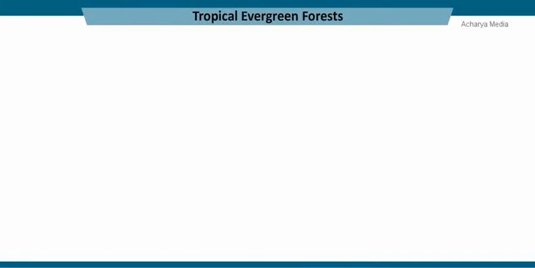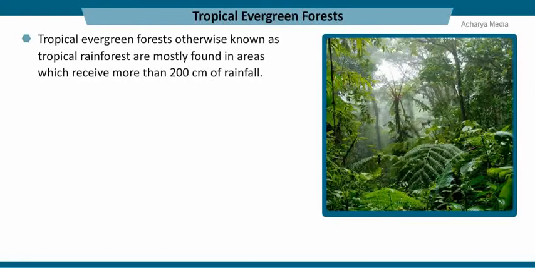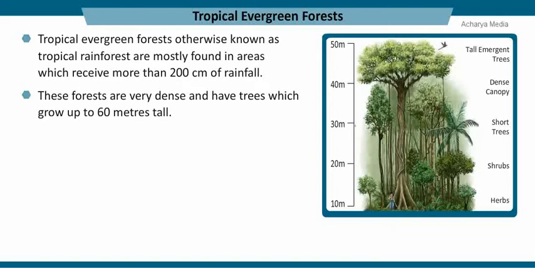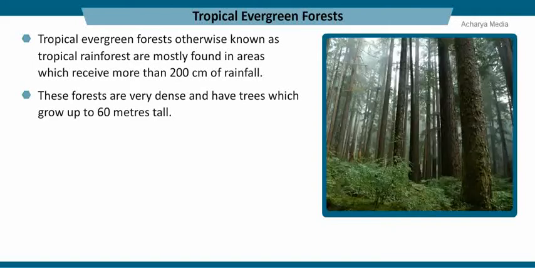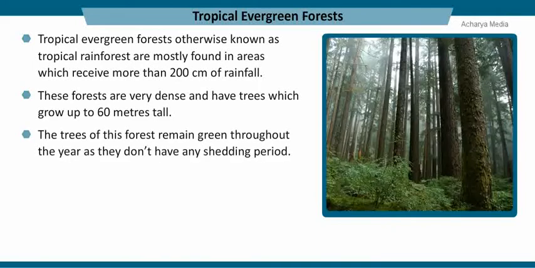Tropical evergreen forests. Tropical evergreen forests, otherwise known as tropical rainforests, are mostly found in areas which receive more than 200 cm of rainfall. These forests are very dense and have trees which grow up to 60 meters tall. The trees of this forest remain green throughout the year as they don't have any shedding periods.